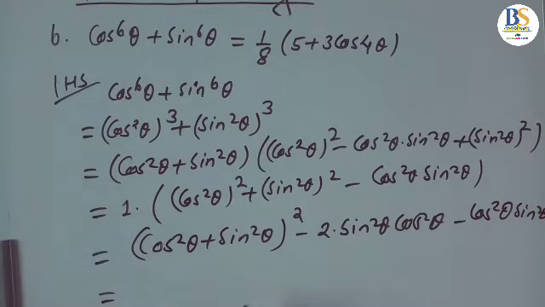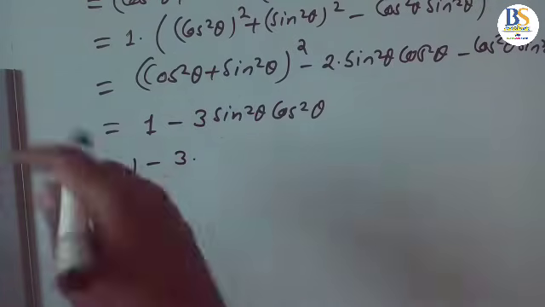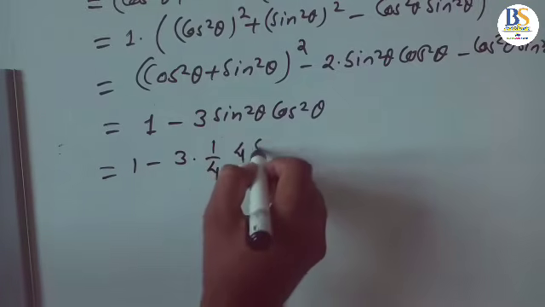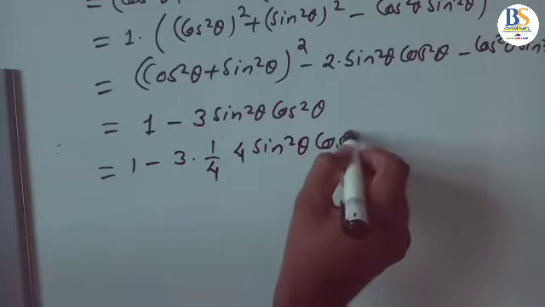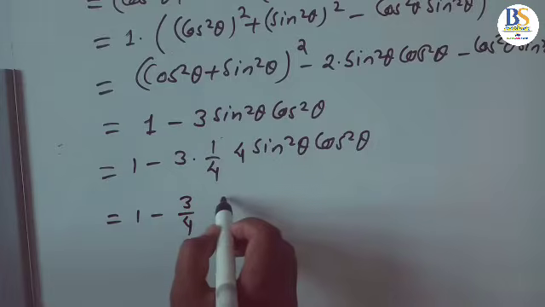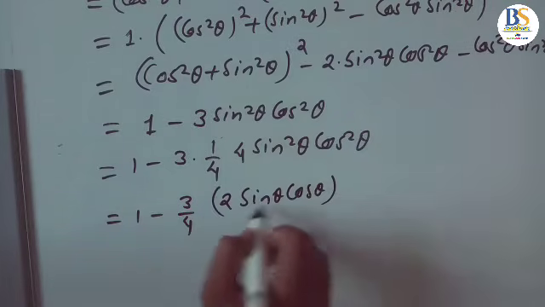Then cos square theta plus sin square theta is just 1. 1 square is 1. Then minus 2 sin square theta cos square theta minus sin square theta cos square theta is minus 3 sin square theta cos square theta. Okay, 1 minus 3. Then to express these two terms into a formula, we have to divide by 4 and multiply by 4 like this. Sin square theta cos square theta, 1 minus 3 upon 4. Then this can be written as 2 sin theta cos theta whole square.